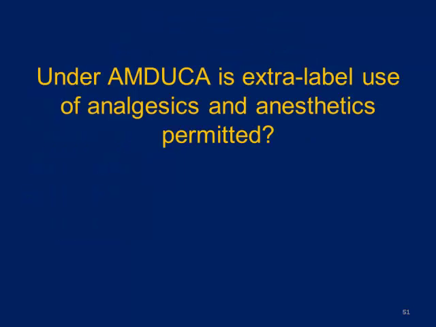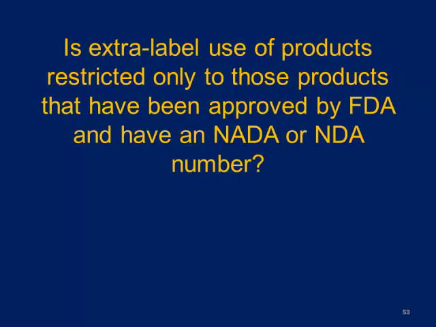So I'm going to close with our two questions. Hopefully I've caught us up a little bit on time here, but close with our two sort of focused questions. Is extra-label use of analgesics and anesthetics permitted under our extra-label use regulations? And based on the standard that the requirement for legal extra-label use in food animals is to alleviate suffering, the clear answer is yes. Is the extra-label use of products restricted only to those products that have been approved by FDA, either as a human product, which is the NDA, or as an animal drug, which would be the NADA? The answer is a qualified yes.